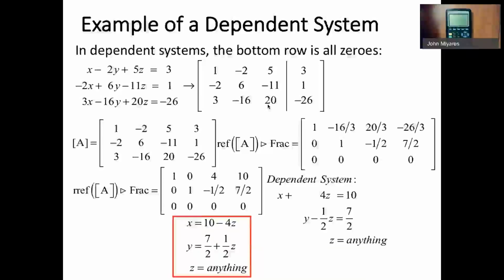If we plugged in z equals 0, I'd have 10 minus 0 is 10 for x, 7 halves plus 0 is 7 halves for y, and then z equals 0. So yeah, depending upon what I plug in for z, you're going to get different answers for x and y. And that's okay. But that's why we call this system dependent, because the values of x and y will be dependent upon whatever number we decide to plug in for z.